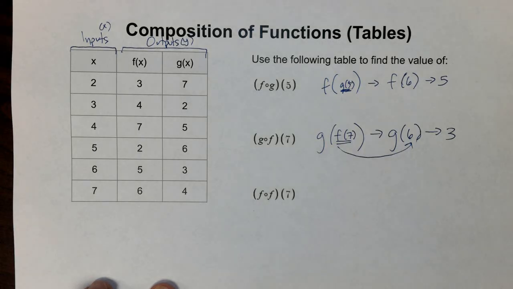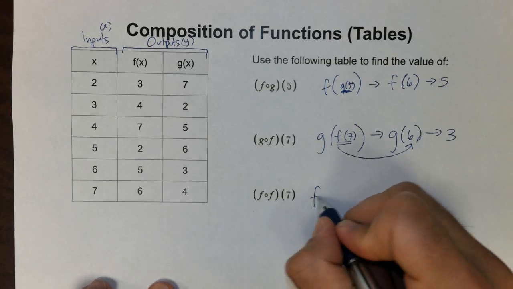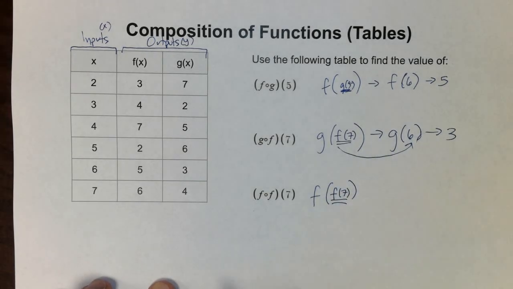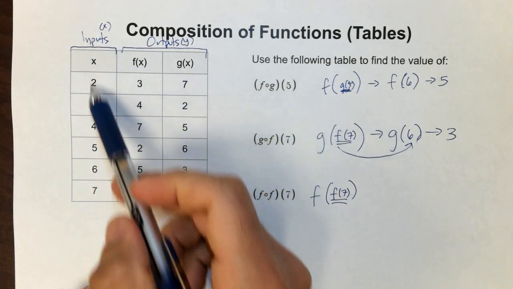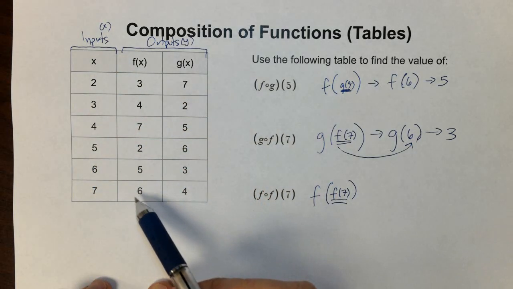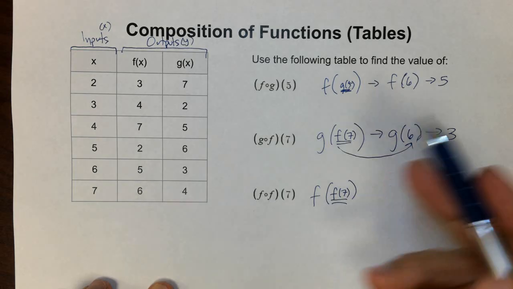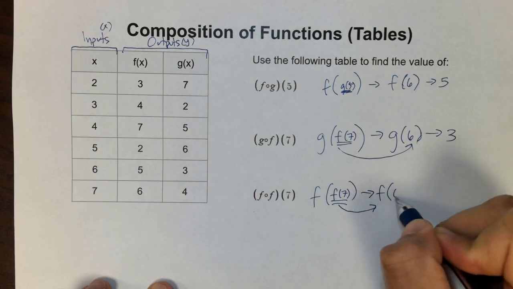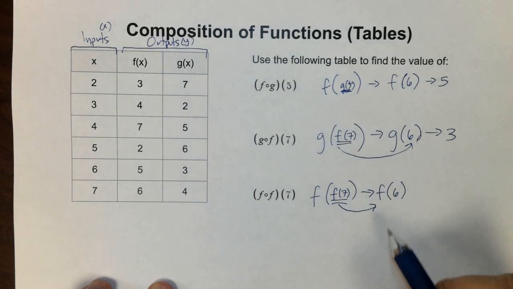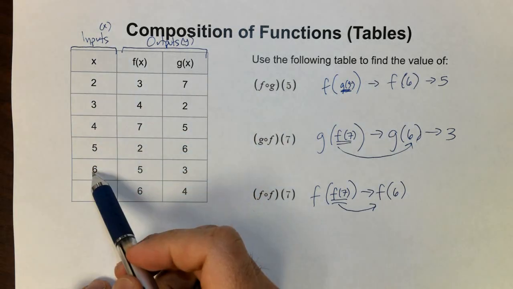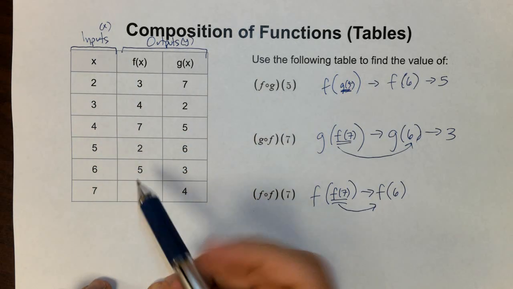Here we have another function composed of itself. We have f composed of f at 7. So what is the value of f at 7? I go to 7. f is valued at 6. The output is 6, so I replace that with a 6. 6 is my new input, and I'm going to plug it back into f. So I go to 6. What's the value of f? 5.